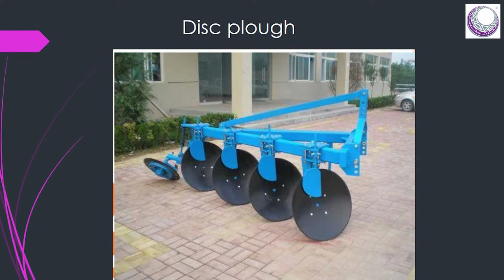Then we have got the last plow, which is different from the two. As you can see, it has got some discs instead of the blades. It has got a number of discs there instead of the blades. Hence its name, the disc plow.